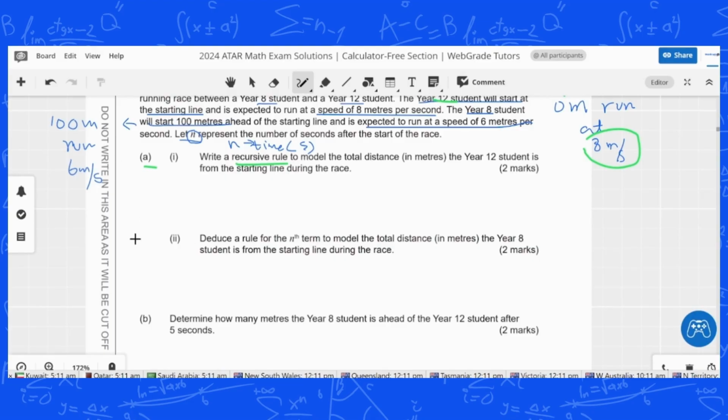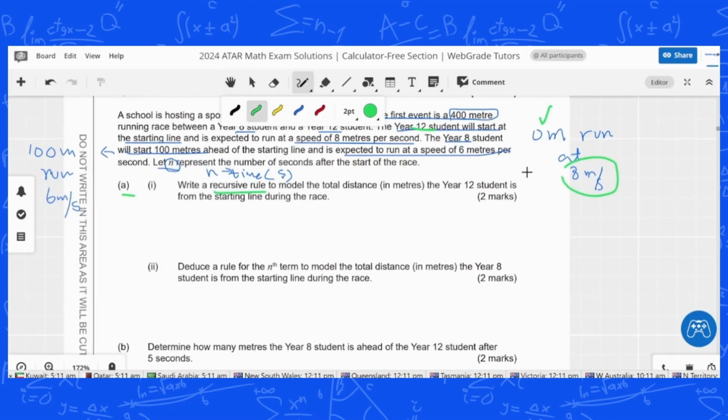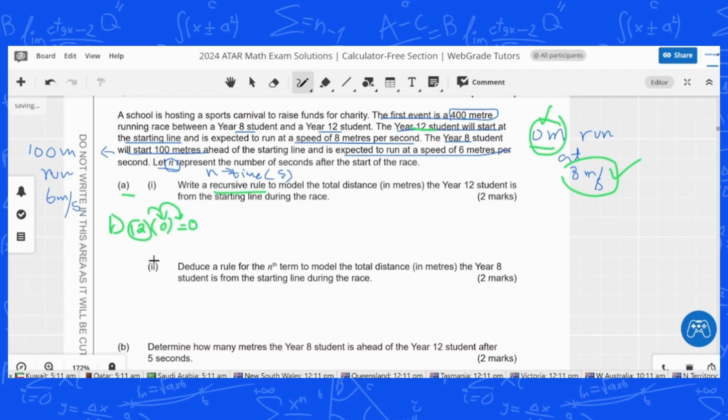So let's start by understanding the motion here. The Year 12 student starts from 0 seconds and is at 0 meters at 0 seconds. They run at a constant speed of 8 meters per second. Now let's build the recursive rule step by step. First, we define the starting position, which is 0. So the distance of the Year 12 student at 0 is 0 meters.